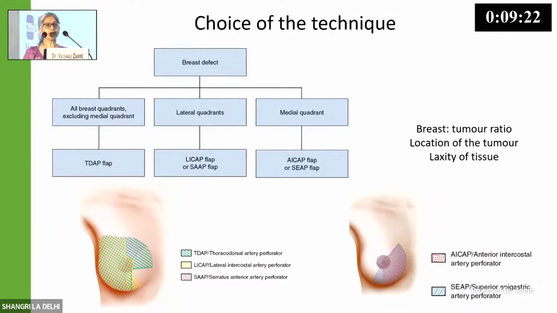Then for lateral quadrants and the lower pole tumors, the LICAP and the LTAP flaps are used. And for medial and inferior quadrant tumors, either the anterior intercostal artery perforator flap, the superior epigastric artery perforator flap, or the medial MICAP can be used. There is an overlap of the area which can be covered by these flaps. However, we have to choose the most suitable flap which will have a good reach without any tension at the donor area.